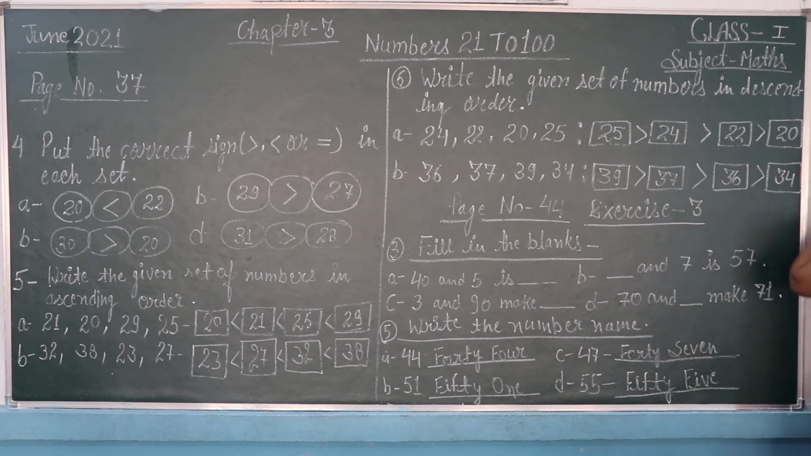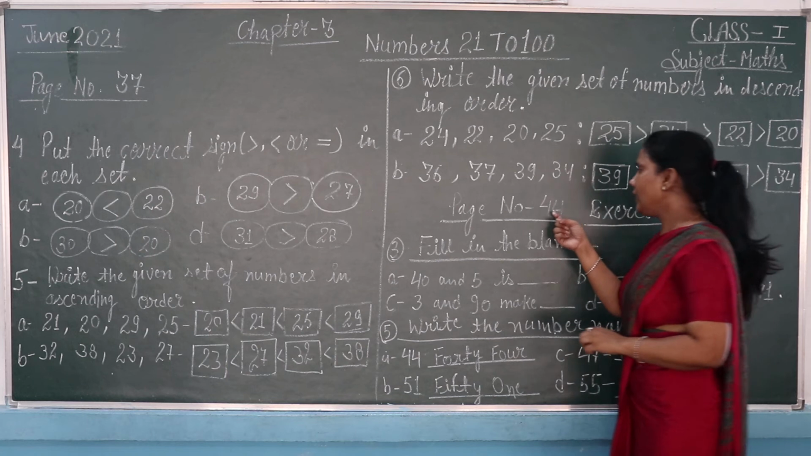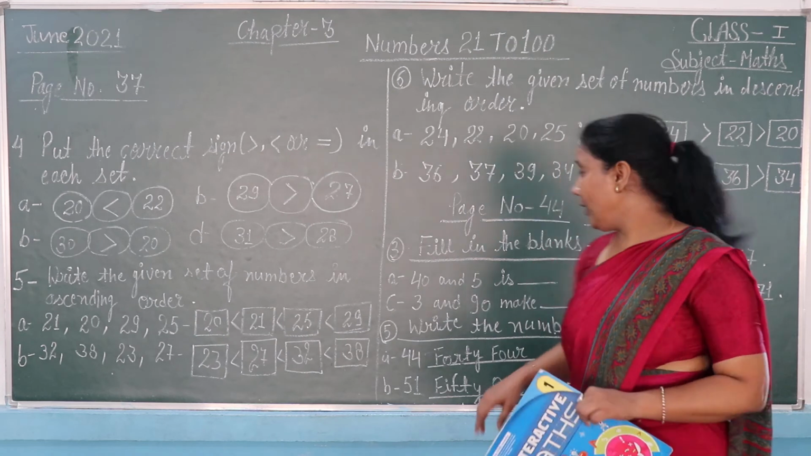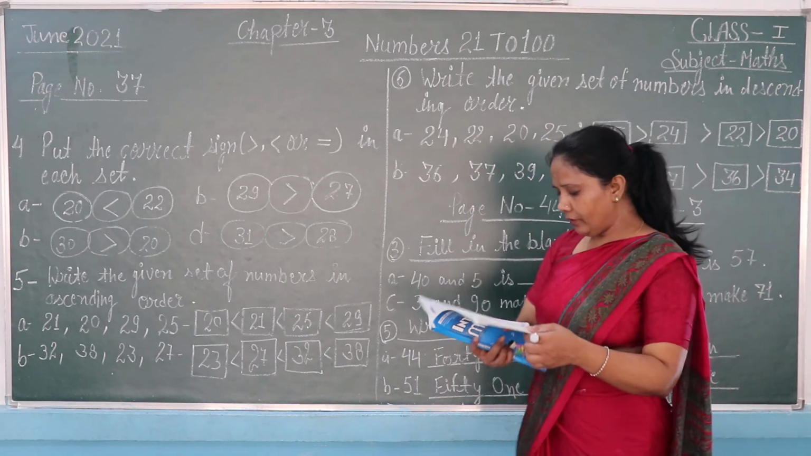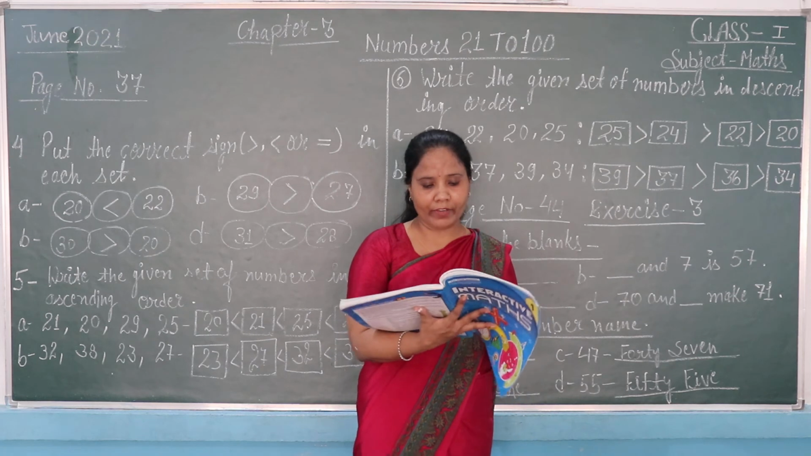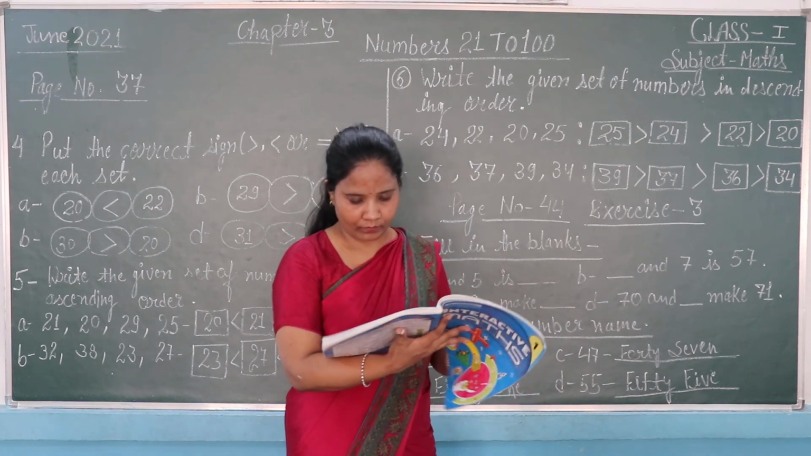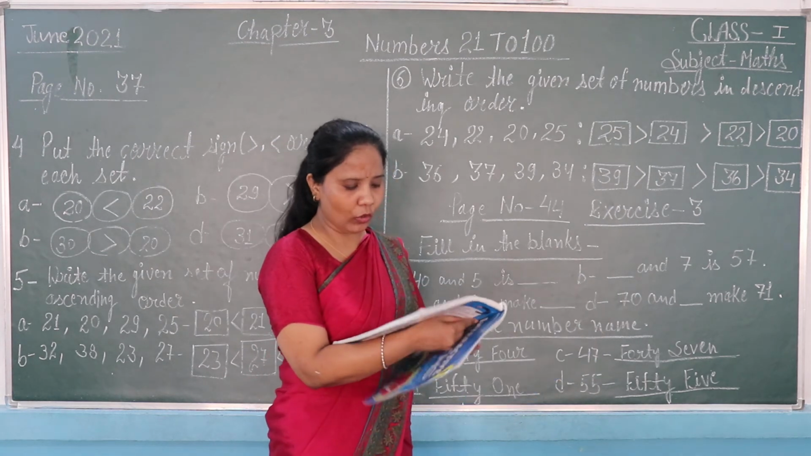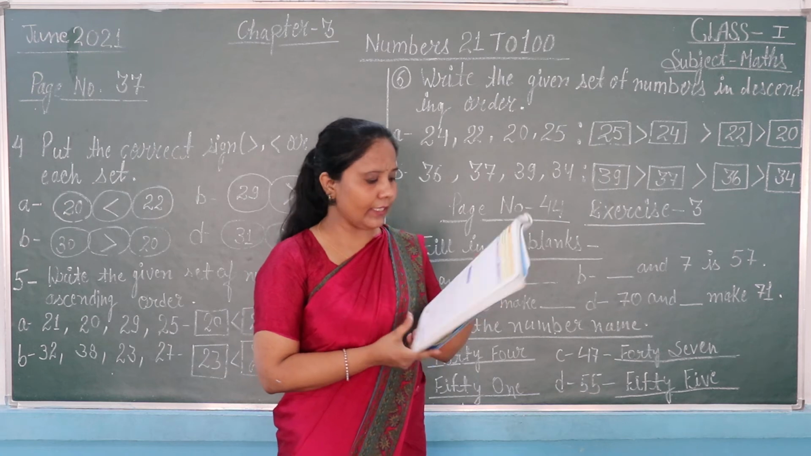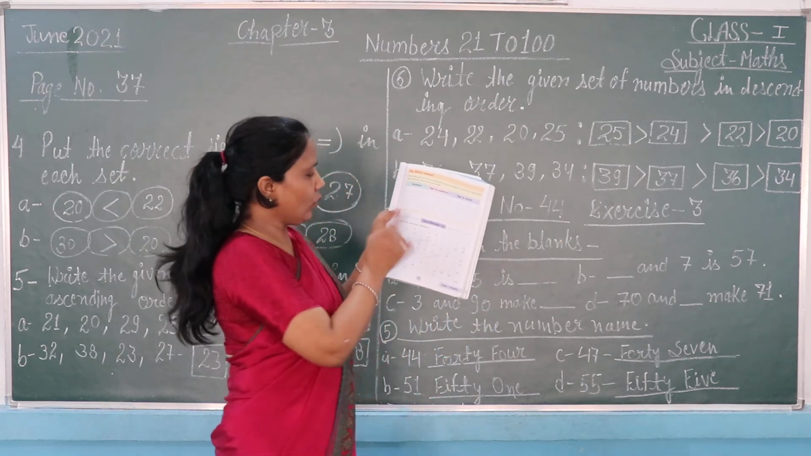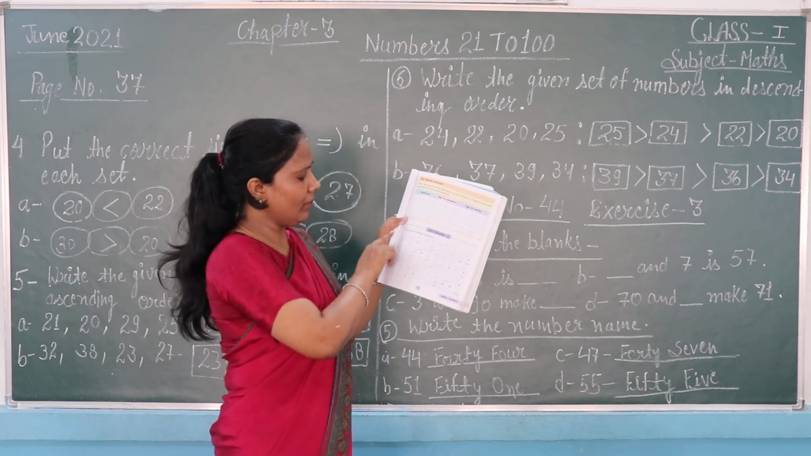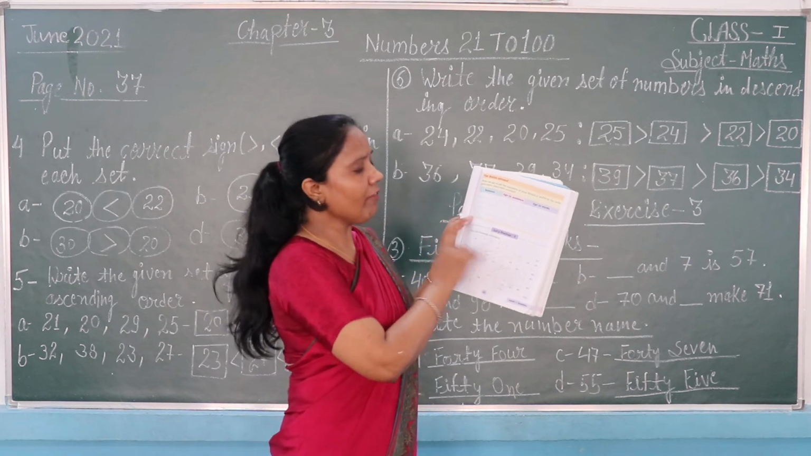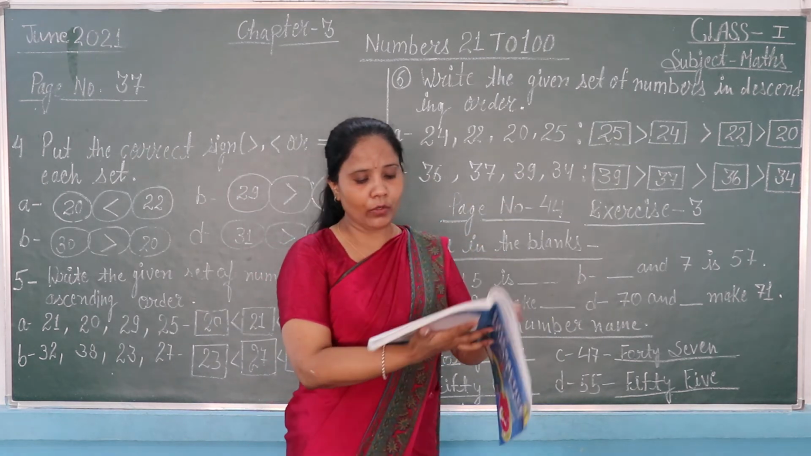34. Okay, completed this. On page number 44, exercise 3. Look at this, on the board is question number 3. Before it, we will complete question number 1 and 2. In question number 1, there is a column and you will fill the missing numbers from 1 to 100. Which numbers are missing here? You will fill them out. Okay, this is your homework.